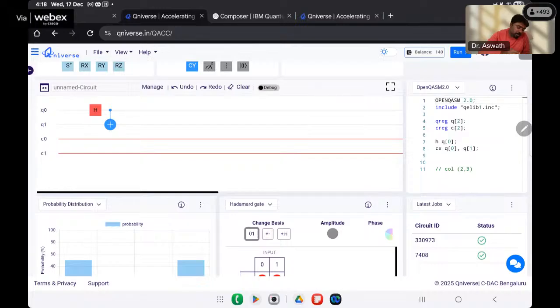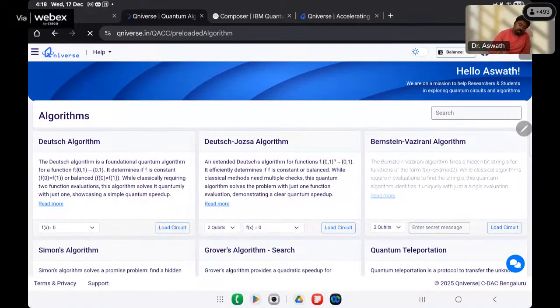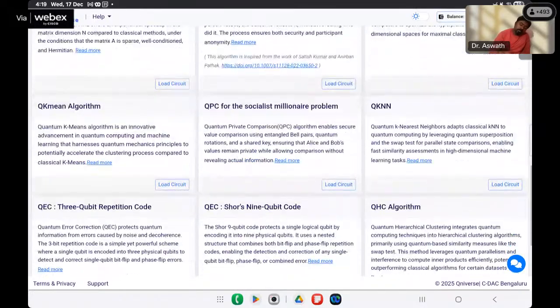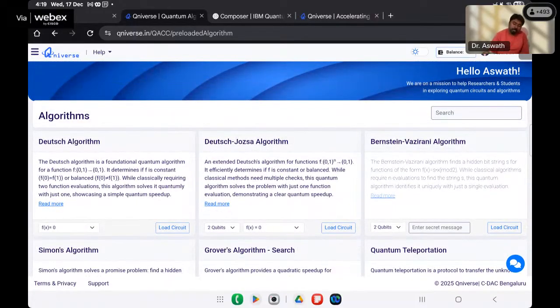Just click on the three horizontal lines. Here on the left you have algorithms. All the algorithms are there. Beautifully they have done. For a very starting point, this is a very good option. Now what do we want to do?